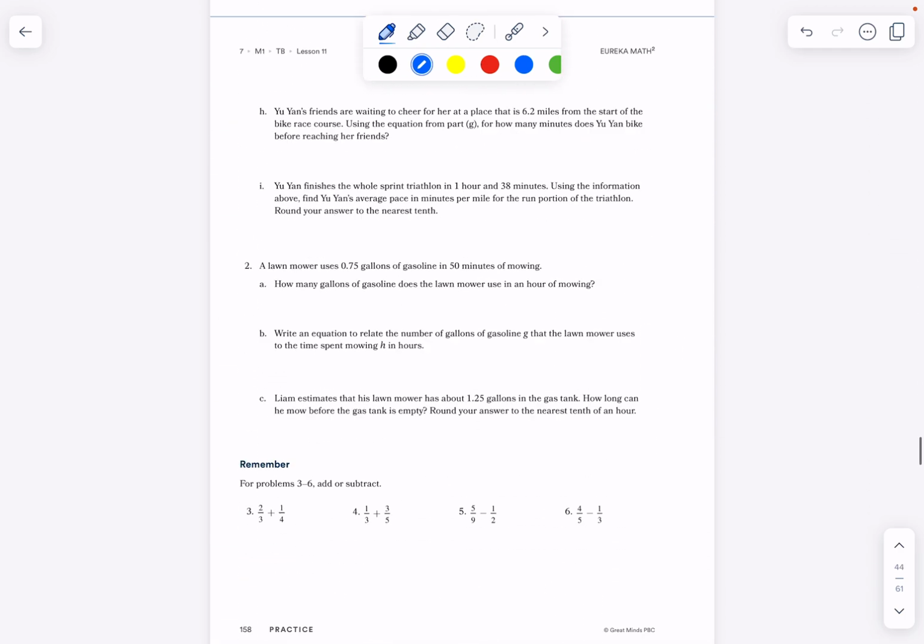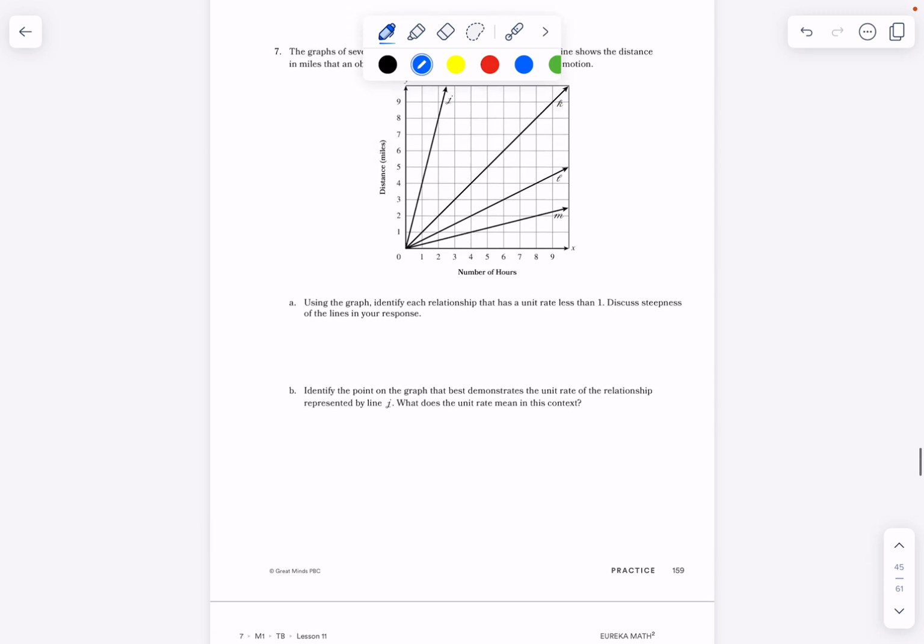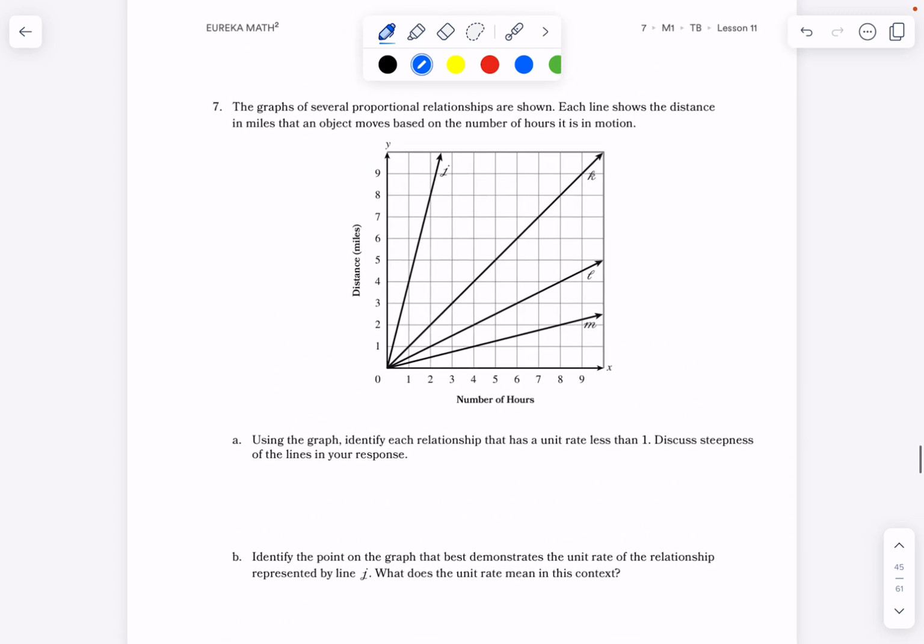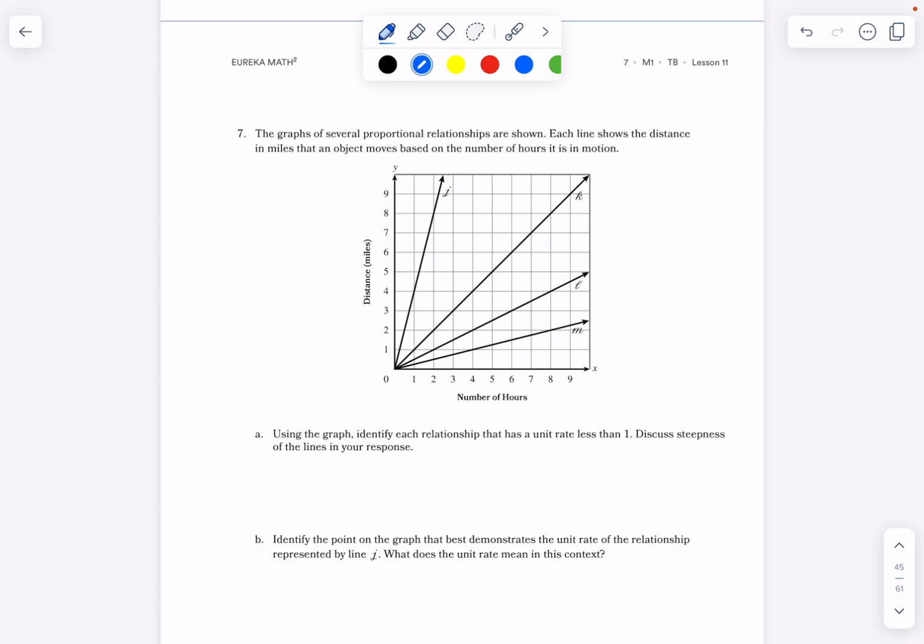In lesson number 11, homework, it's on page 159. It's just question number 7. We're given a graph and several proportional relationships are on the graph. Each are showing the distance in miles an object moves based on the number of hours it is in motion. So hours is on the x-axis and distance is on the y-axis.